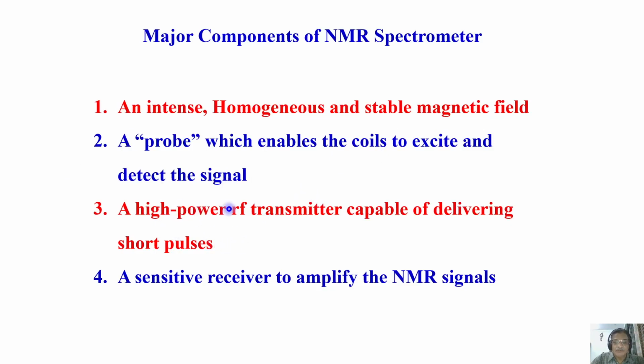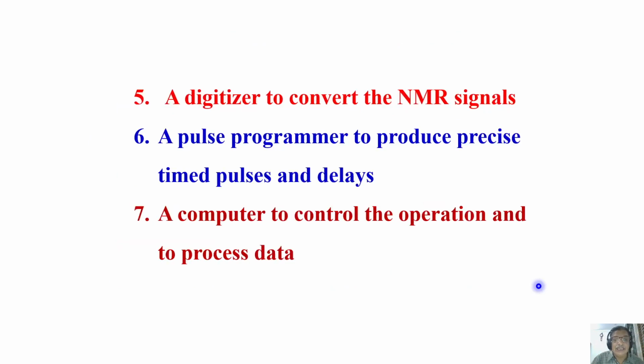Of course, a high power transmitter is required to generate the frequency and send a short RF burst of pulses. We need to have a sensitive receiver to amplify the NMR signals. I showed you the signals we are going to generate. EMF is of the order of very small microvolts, and we need to amplify it. We have a pre-amplifier to amplify the signal. Then we have another amplifier. So finally, we should be in a position to detect the signal and digitize it. So I have a digitizer because the signal is collected in a digitized manner.